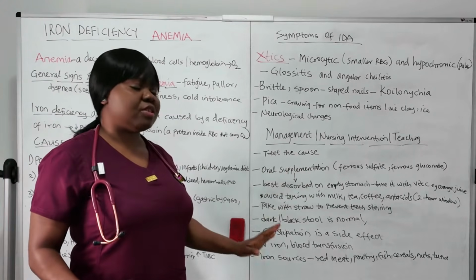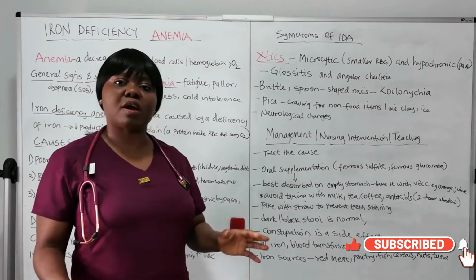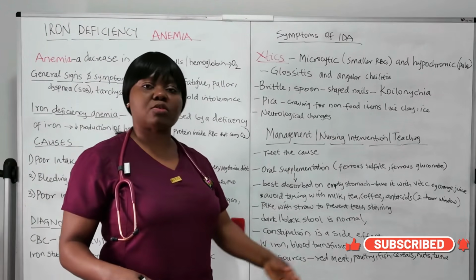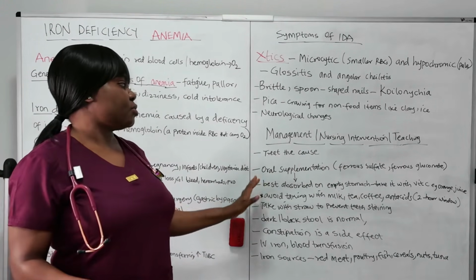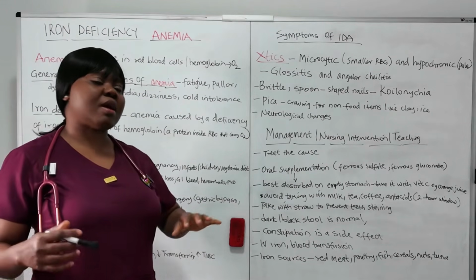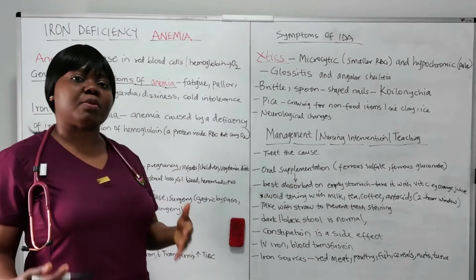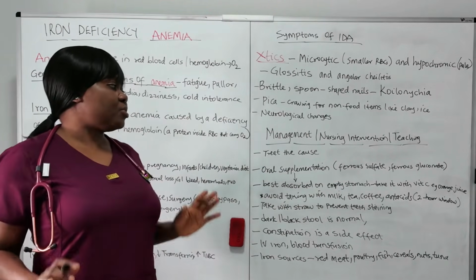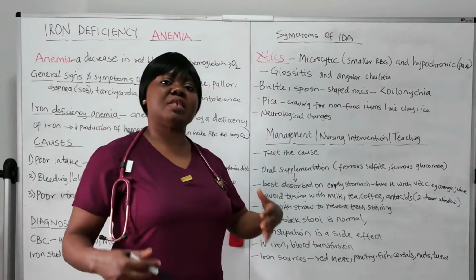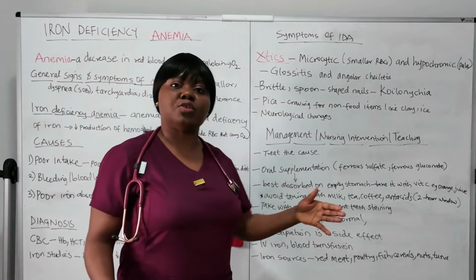Then iron deficiency anemia can be managed with oral supplementation of iron, things like ferrous sulfate and ferrous gluconate. So a patient can be given this. But we need to teach the patient that when they are taking oral iron, it should be taken on an empty stomach, because iron is best absorbed on an empty stomach. And then they should take it with vitamin C, because vitamin C helps in the absorption of iron. An example can be taking it with orange juice.